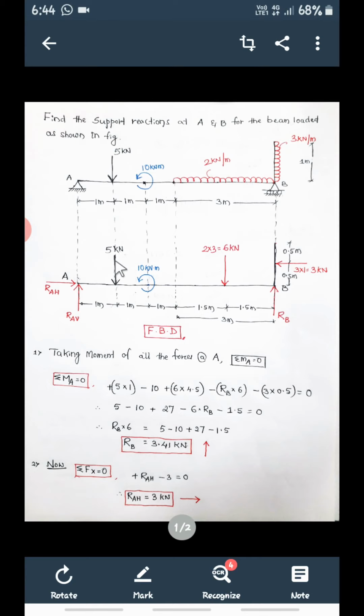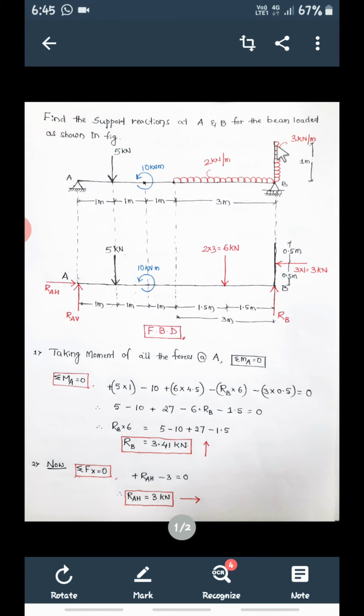So 5 kilonewton point load or concentrated load. Then this is anti-clockwise moment 10 kilonewton meter. Then this UDL we are going to convert into a point load. For that you can see intensity is 2 kilonewton, and how much length it is acting, 3 meters. So 2 into 3, 6 kilonewton, and this 6 kilonewton point load will be acting exactly at half of this 3 meter, that is 1.5 meter and 1.5 meter.